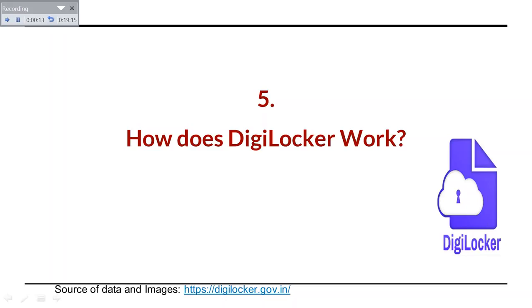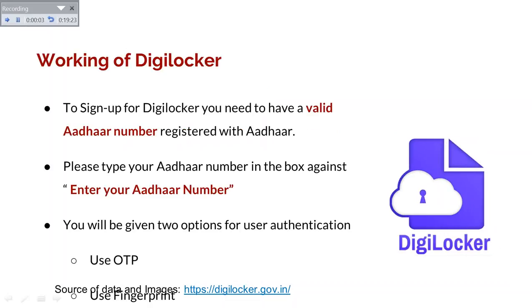Okay. So now the next question is, how does DigitalLocker work actually? That means now that features are given, how does it work? If you want to create a DigitalLocker account, you have to have an Aadhaar card. To sign up for the DigitalLocker, you need to have a valid Aadhaar number registered with Aadhaar. So that means you should have an Aadhaar card and you also should have a phone, your mobile, which is linked to that. Please type your Aadhaar number in the box against this.